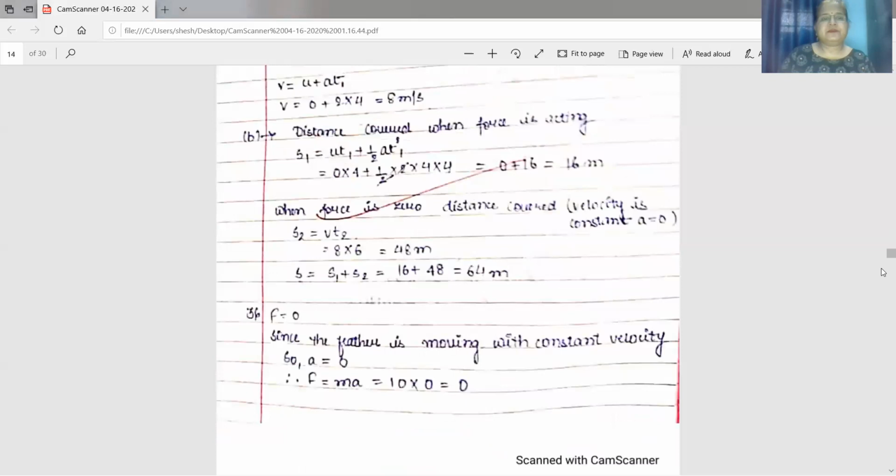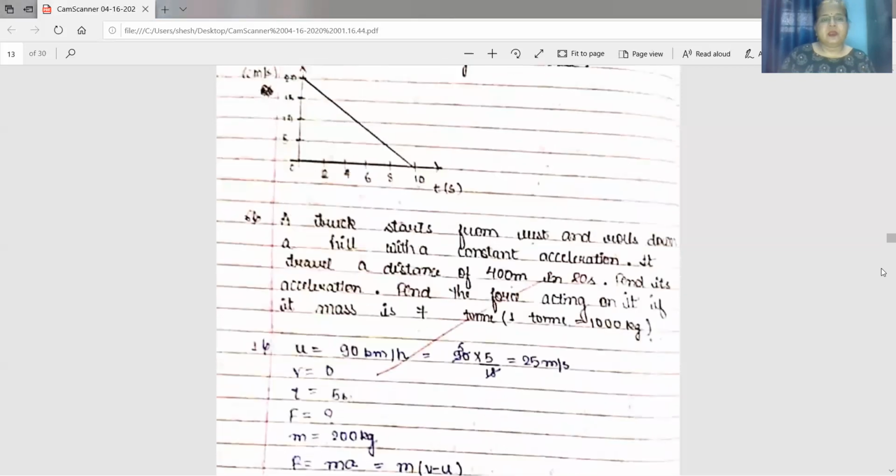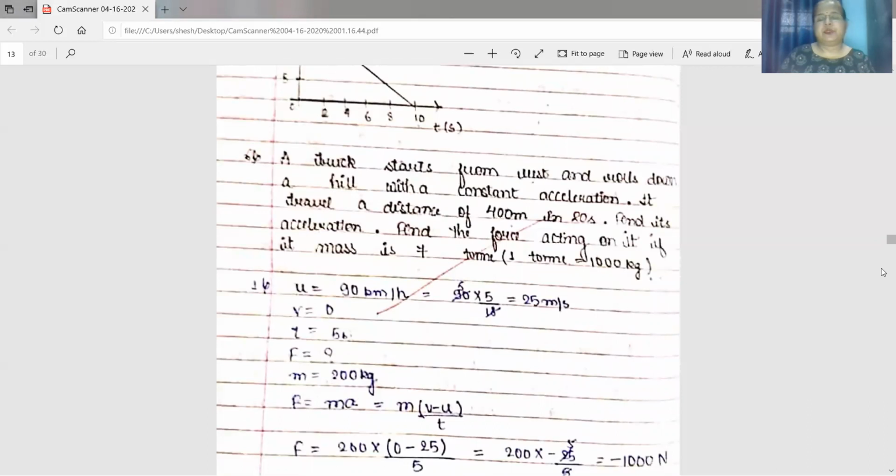Number 6. A truck starts from rest, so u will be 0, and rolls down a hill with a constant acceleration. It travels a distance of 400 meter. s is 400 meter, time is 20 seconds. Find its acceleration. You are asked to find out a. Find the force acting on it if its mass is 7 metric ton. It is given in the question that 1 metric ton is equal to 1000 kg, so 7 metric ton will be equal to 7000 kg.